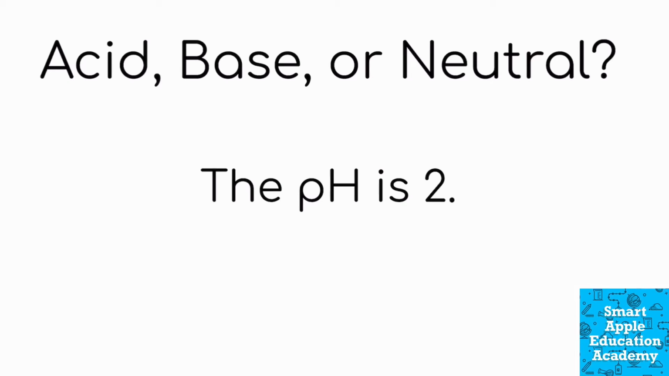The pH is 2. Is this solution acidic, basic, or neutral? Well, let's think about it. The scale runs from 0 to 14. If something has a pH of 7, then it is neutral. If something has a pH that is less than 7, then it is acidic. If something has a pH that is greater than 7, then it is a base.